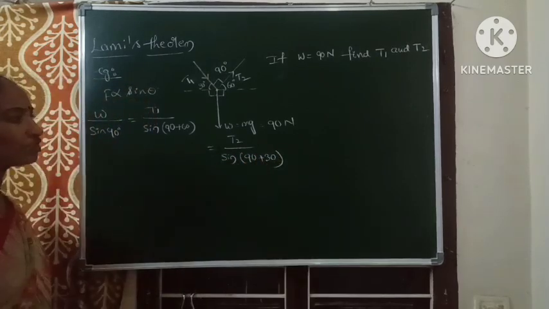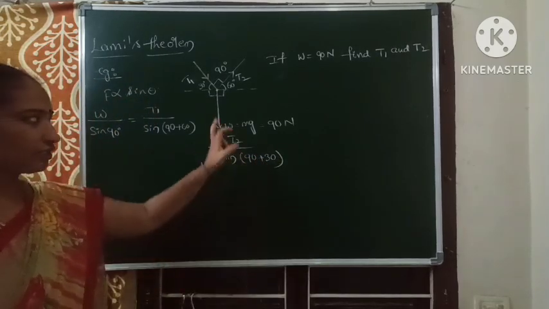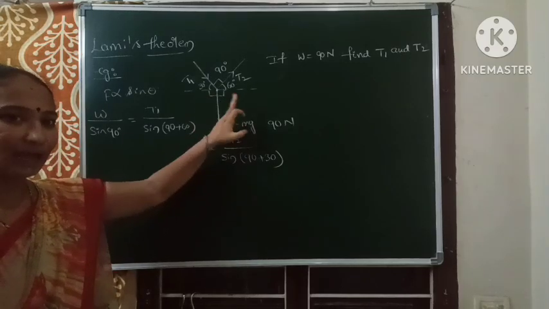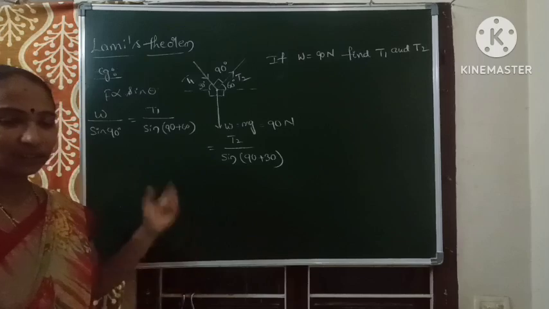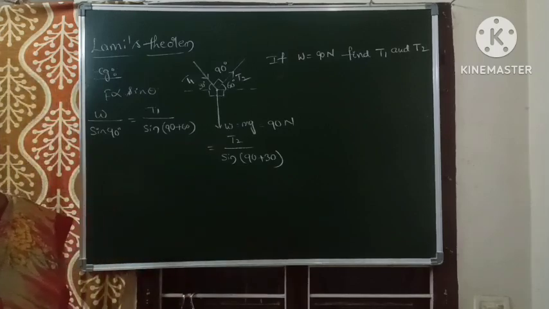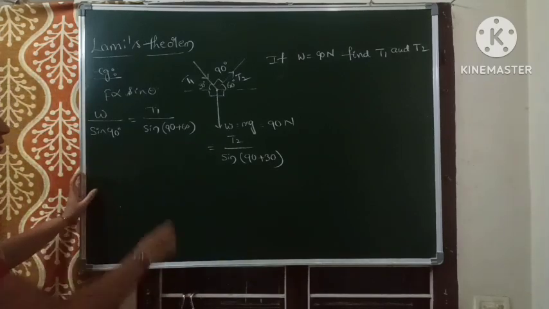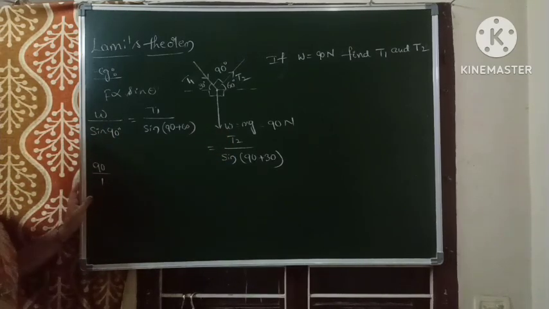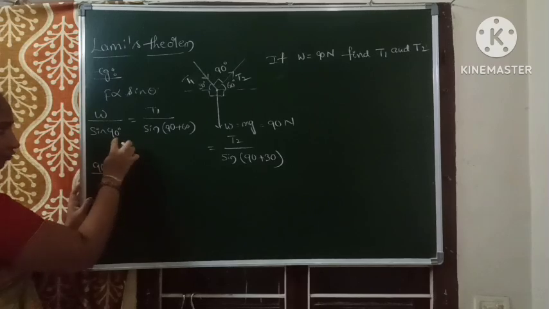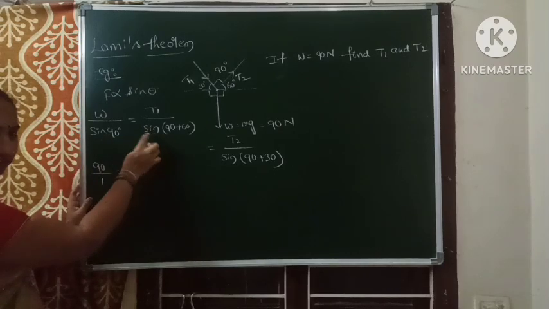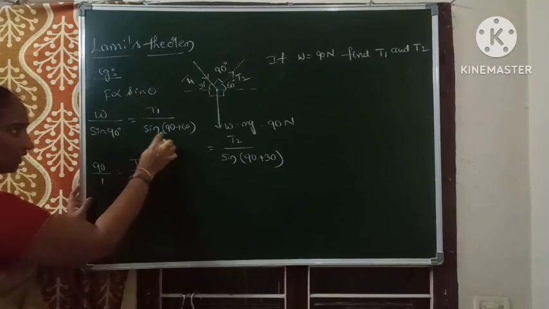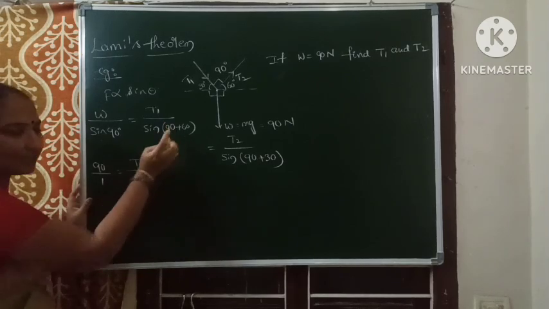Now we have to calculate T1 and T2. So first, whenever Lami's theorem based questions are given like this, if we split the angle, we can easily calculate the tension forces. Right? So here W, they gave 90 newtons, by sin 90, whose value is 1, which is equal to, first let us equate these two values. 90 by 1 is equal to T1, T1 is the subject, by sin 90 plus 60.